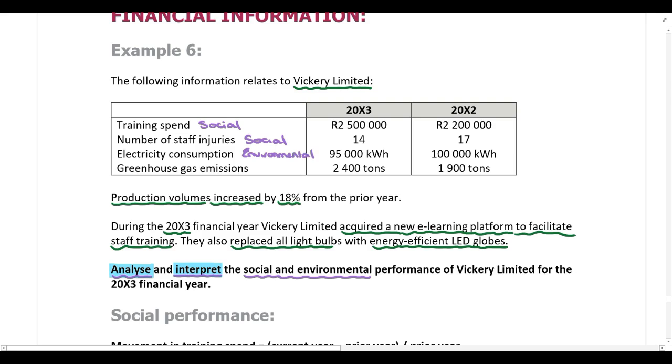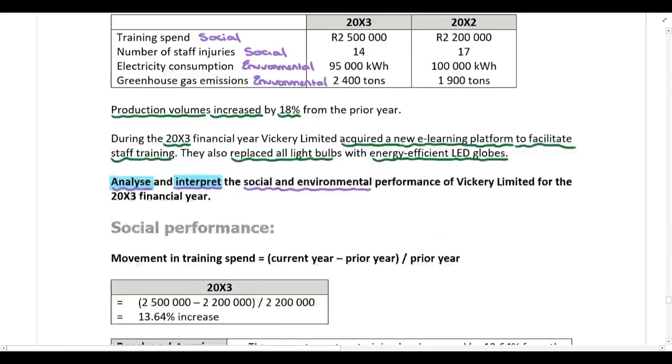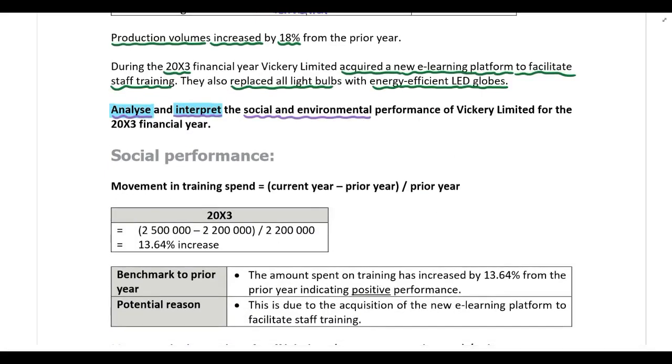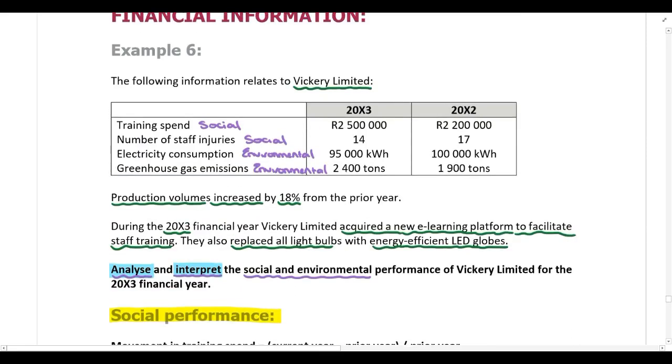And greenhouse gas emissions is also environmental. So let's look at each of these separately. First, we are going to analyze and interpret their social performance. So first, let's look at the training spend.